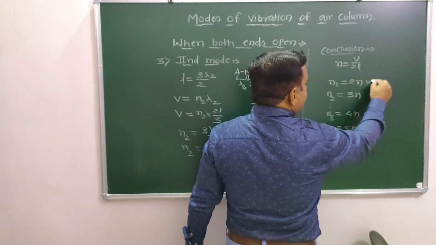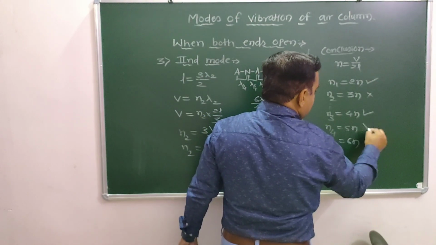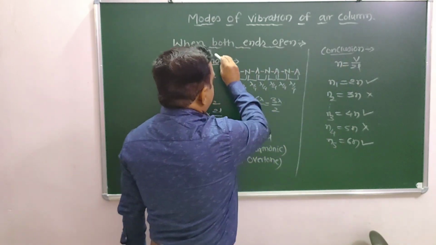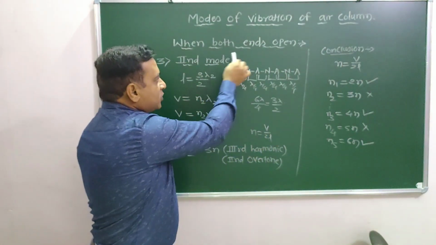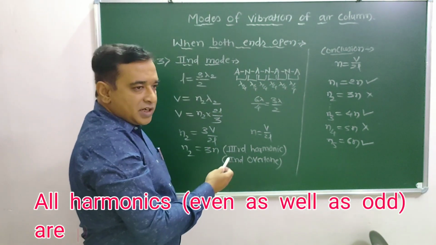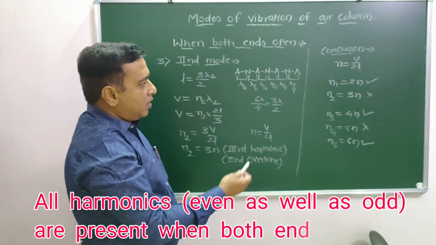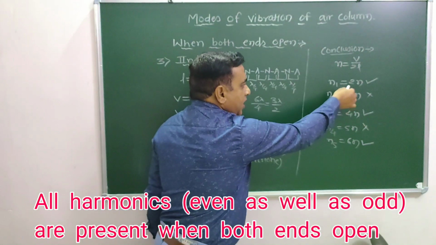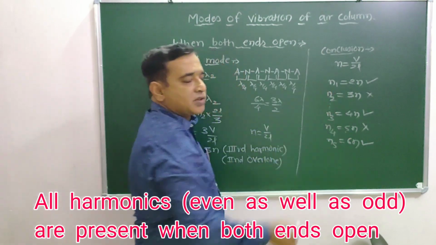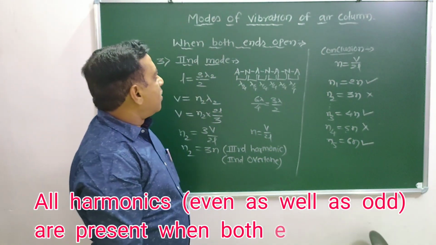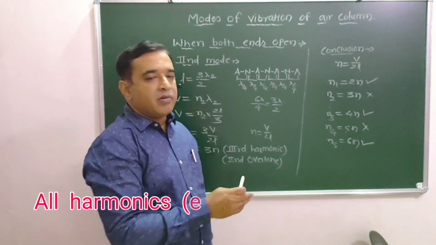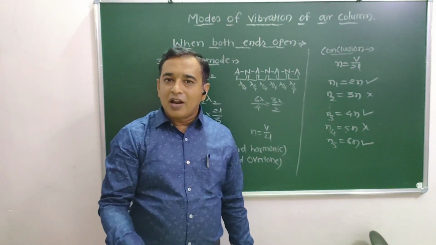Means here even, odd, even, odd, even. Means when both ends are open, then we are going to get even as well as odd harmonics. Means in this vibrating column, when both the ends are open, even as well as odd harmonics are present.